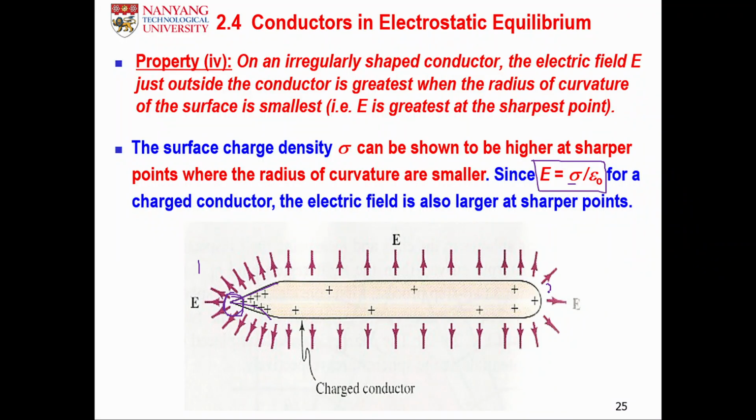1, 2, 3. The curvature of point 1 is larger than the curvature of point 2 and larger than the curvature of point 3, because point 3 is basically flat, and in terms of curvature it's 0. Right? So then you can tell sigma 1 is larger than sigma 2, larger than sigma 3, and accordingly E1 is larger than E2, larger than E3.